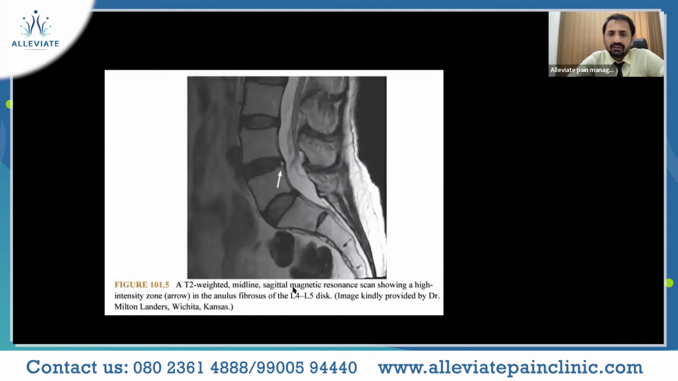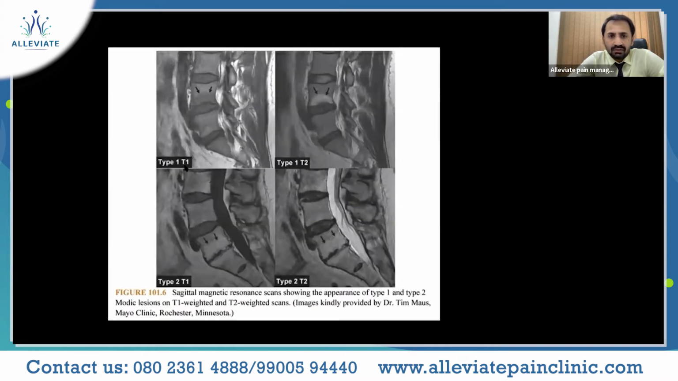This is a T2 weighted image, midline sagittal magnetic resonance scan, showing a high intensity zone, if you can see here, at L4, L5 distal. This is what I was telling you about. This is type 1, this is type 2. In this image, a sagittal magnetic image, you can actually see that in T1 image, the Modic changes are seen as darker, whereas in T2, it is seen brighter. Whereas in this, both T2 and T1 weighted images, it's the same. So this is basically fat deposition, which can occur post-inflammatory.